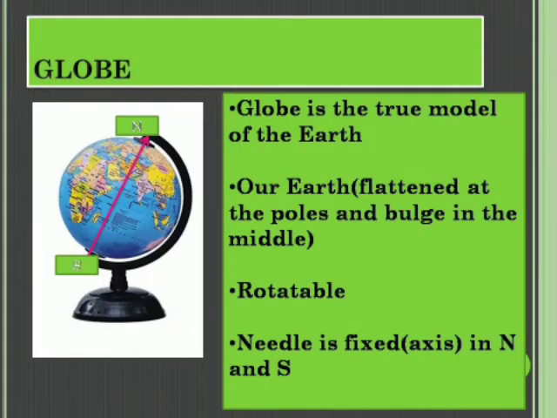See next slide, globe. Globe is a true model of the earth. On this globe we can find countries, continents and oceans easily. See in this globe you can find a needle which passes through the north to south pole. That we call the axis. And also it can be rotated. But in the real earth we don't have such a needle and also the lines. For our purpose, we did it like this.